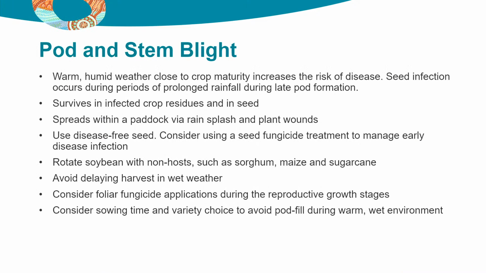Similar to your anthracnose, it really needs that warm, wet weather. So basically, if your plants are maturing during that really wet period, that's when they're most at risk of a yield impact. Like the anthracnose, it'll survive in your crop residues and in the seed, and it'll spread via rain splash and wind.